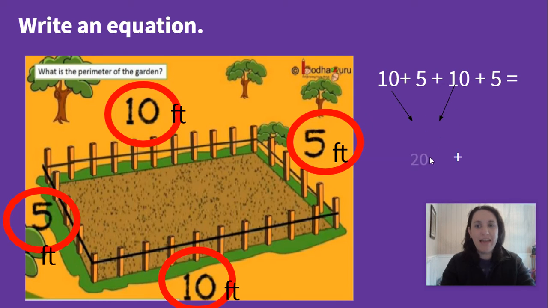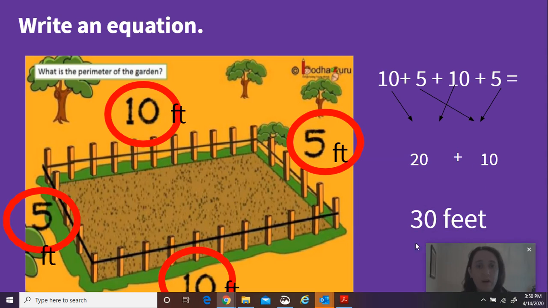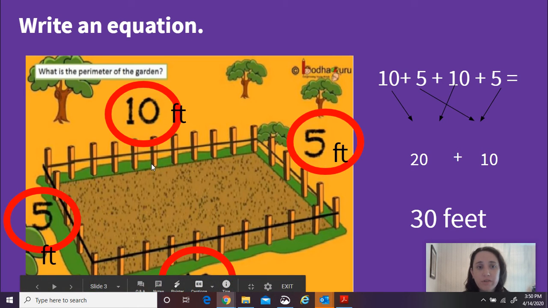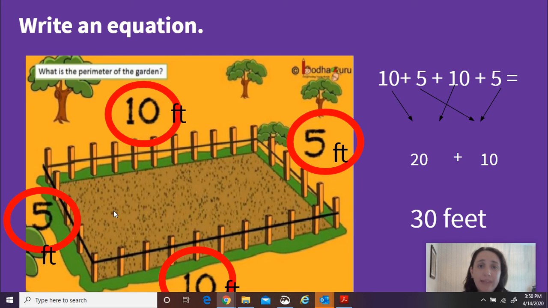like 10 plus 10, that's 20, and 5 plus 5, that's 10. Now I know 20 plus 10 is 30. So the perimeter of this rectangle is 30 feet. Remember, it doesn't matter what order you add your numbers, you just need to add them each together to find the perimeter. Okay, stop your video here and click to the next slide.